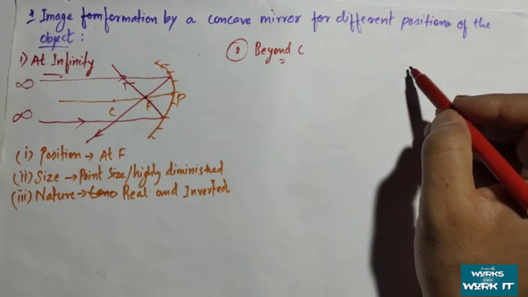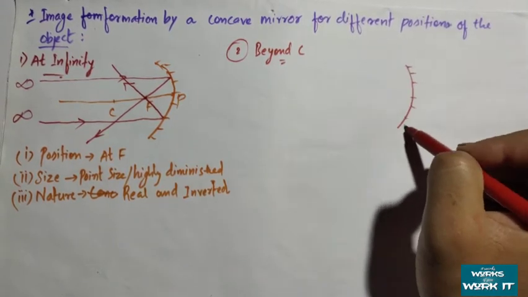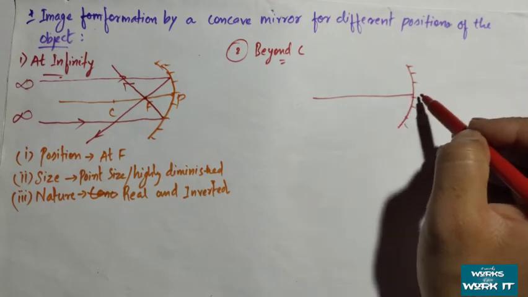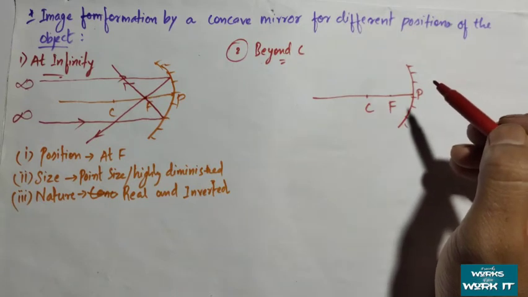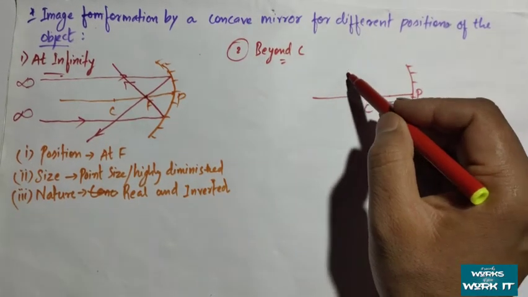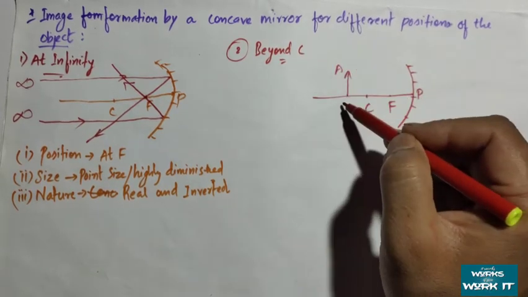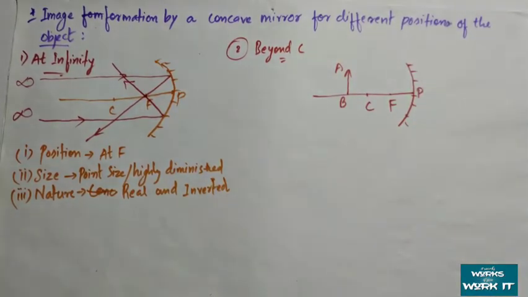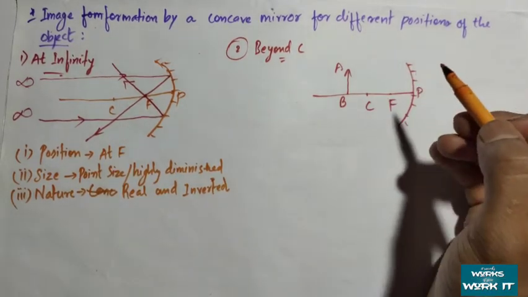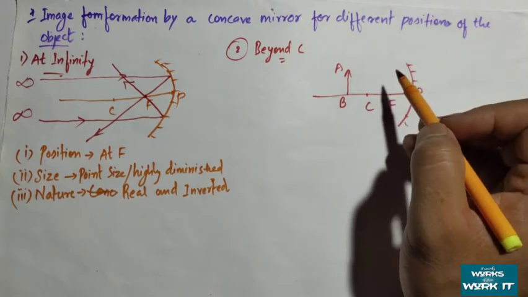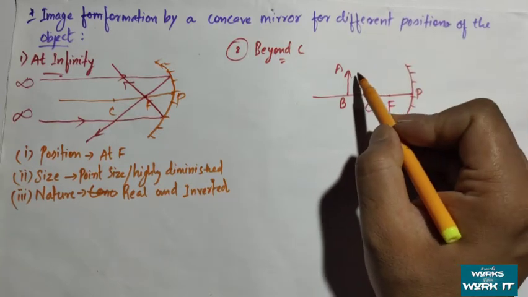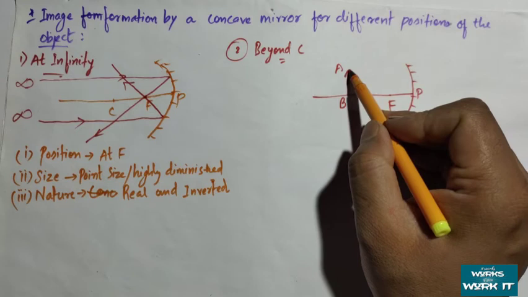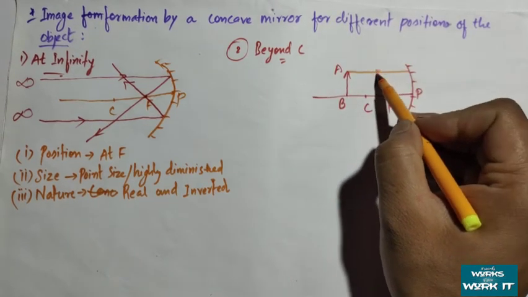Okay, so if I draw a concave mirror here, this one is the principal axis, this one is the pole, this one is the principal focus, and this one is the center of curvature. Now the object, if I draw here A, B, you can use a pencil and scale to make the drawing, and if you practice nicely, you will be able to draw the exact image position. Okay, so now the first rule tells that the light rays will be going parallel to the principal axis.